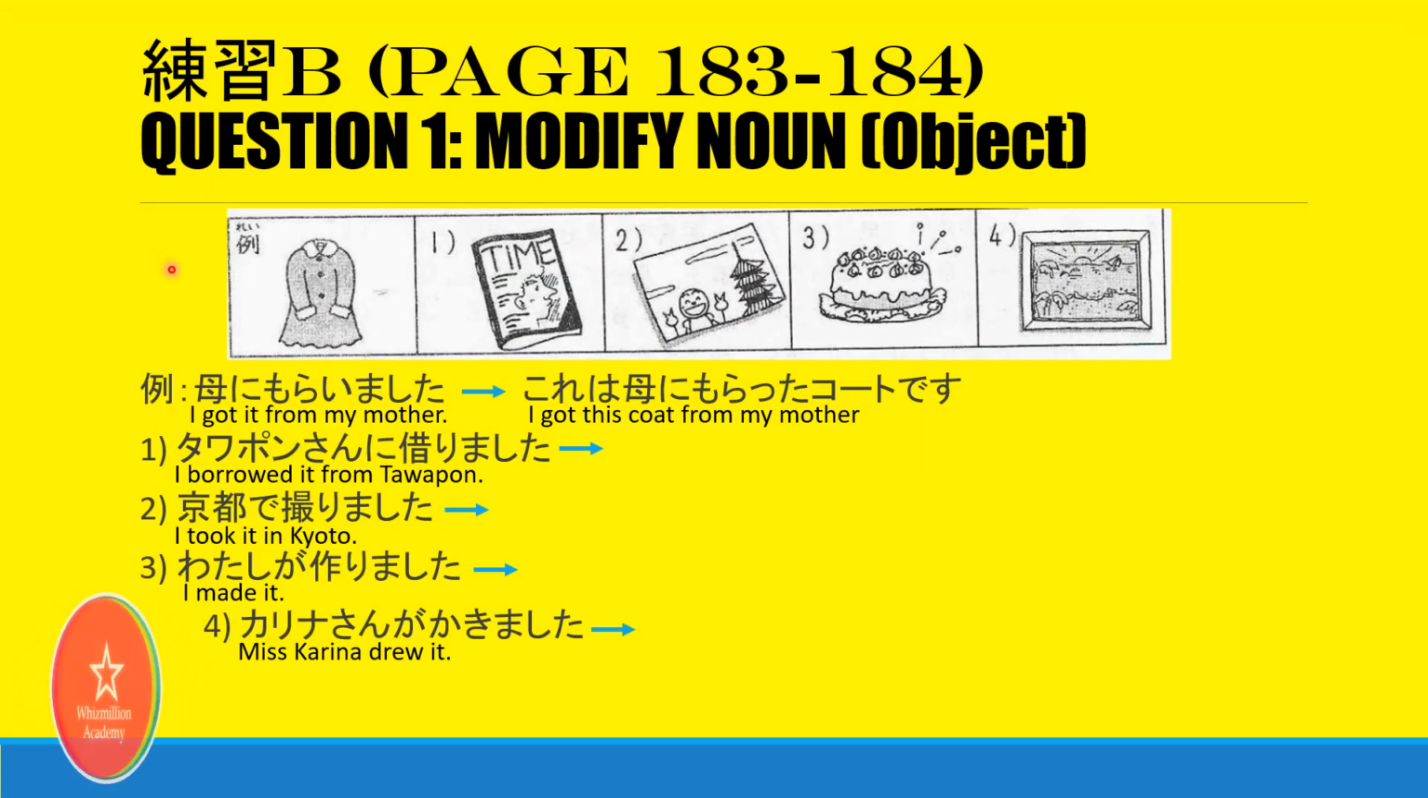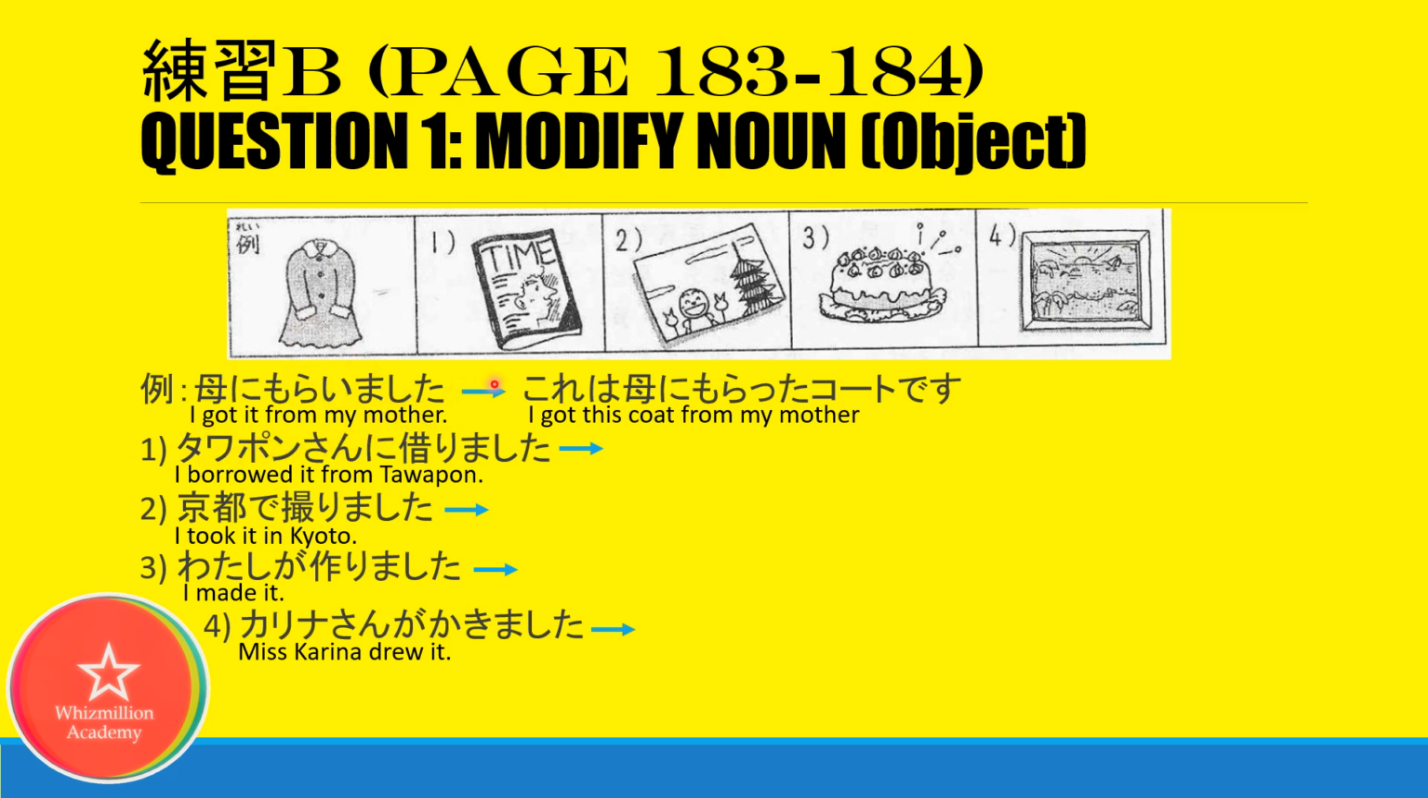We are starting with Renshuu B. In question 1, we are modifying nouns that are objects. As you can see, we are presented with 5 objects here, and let's read the example. Haha ni moraimashita. I got it from my mother. And the picture for example 1 is a coat, koto. So we are describing this coat basically. We are given the hint that this coat is from my mother.